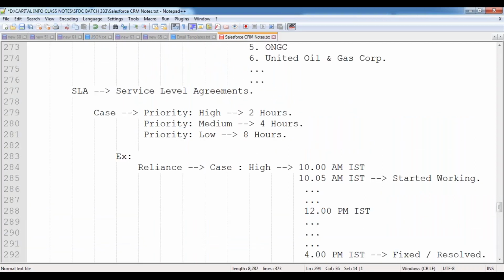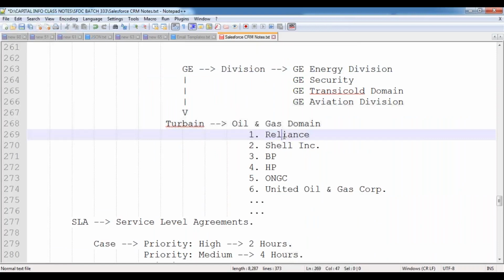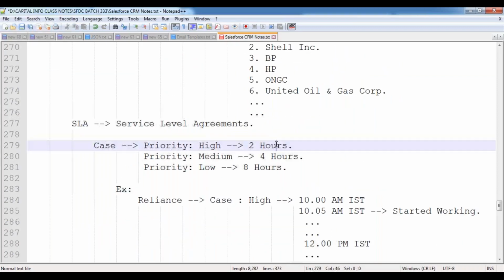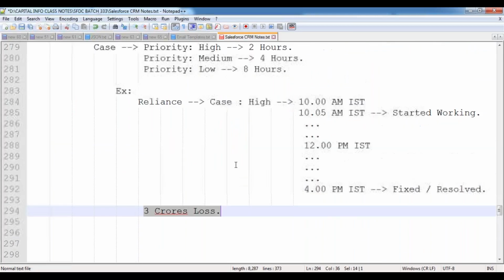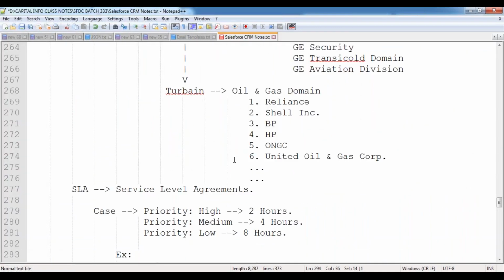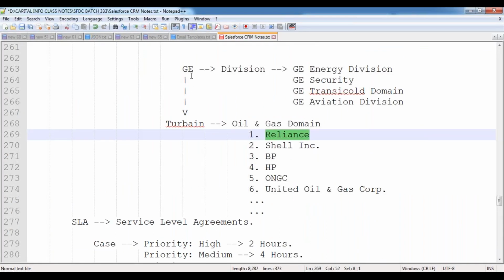This amount has to be paid by the GE people to Reliance as a penalty. Because GE people committed that they are ready to provide high priority case resolution within 2 hours. But they have taken 6 hours here. Because of the additional 4 hours, I got 3 crores of loss. So whatever the 3 crores of loss is, it has to be paid by the GE people. Or else, Reliance people will go with the legal process against GE.